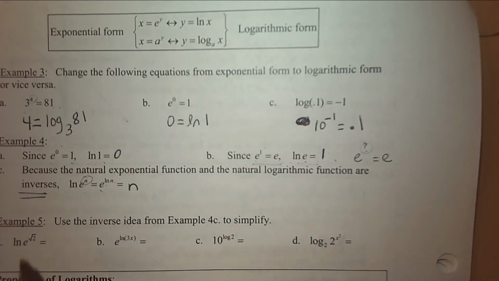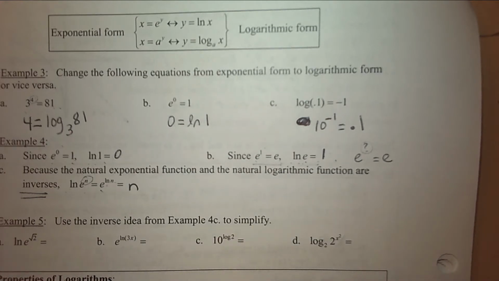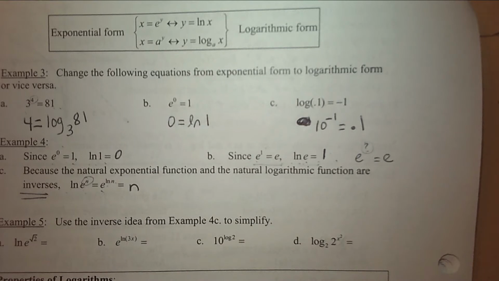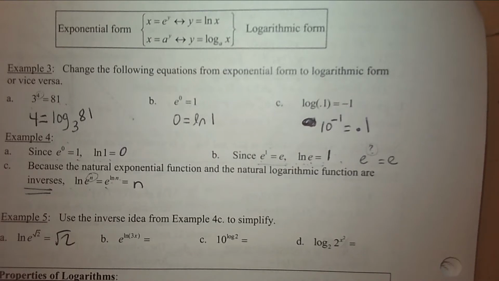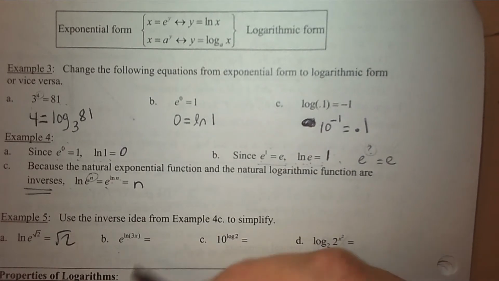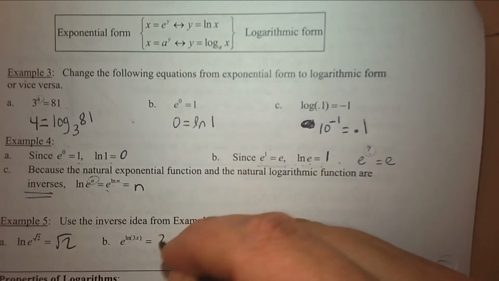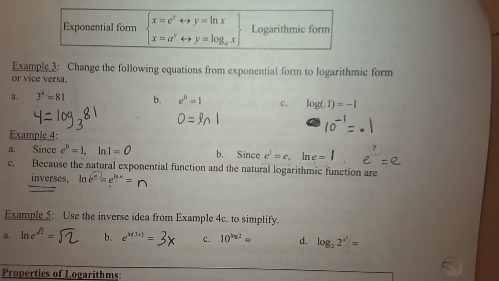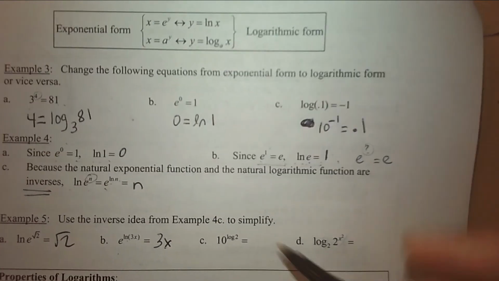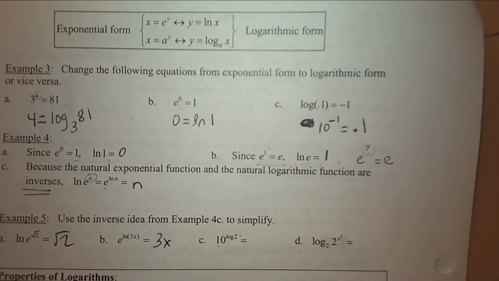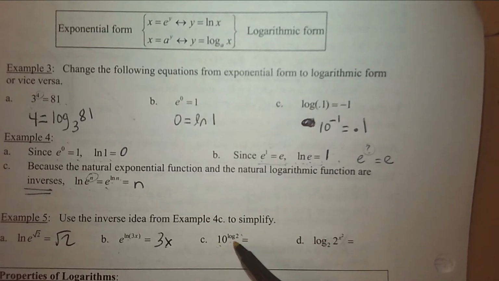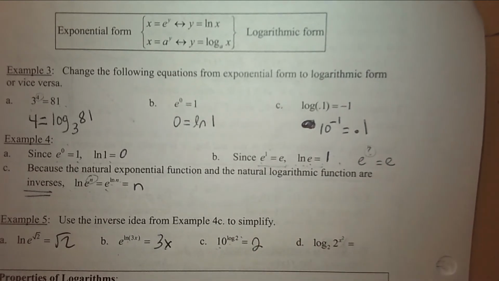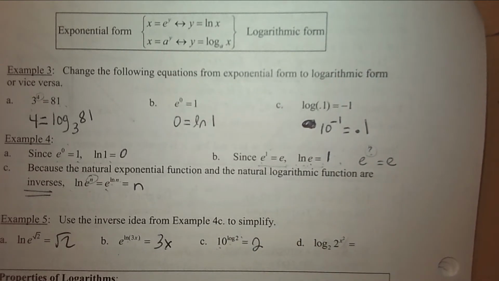This is the easiest one we're going to do. ln e to the root 2. If they undo each other, what are you left with? Root 2. Can't be that easy, right? e to the ln 3x. If they undo each other, you're left with 3x. 10 to the log 2. What's the base you don't see when it's a common log? It's 10. They undo each other and you're left with 2. How about this one?